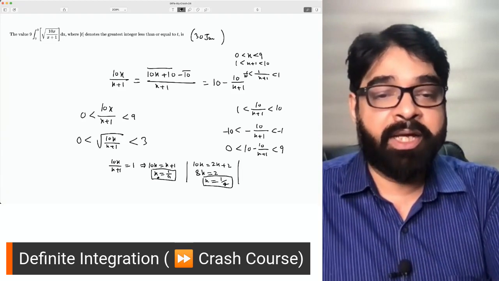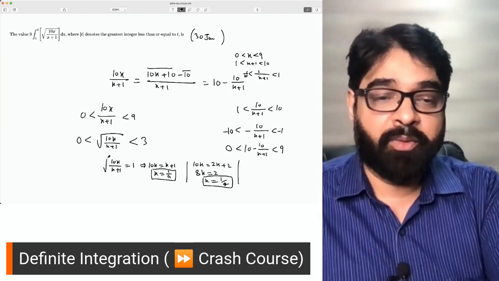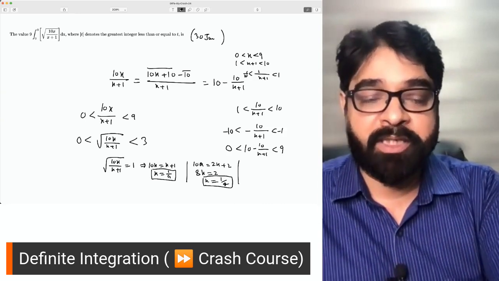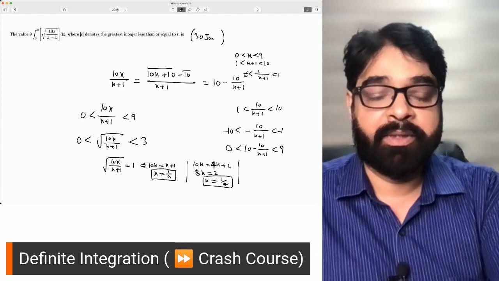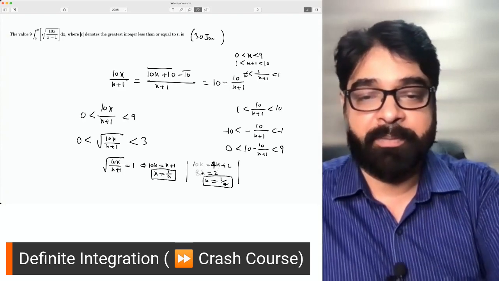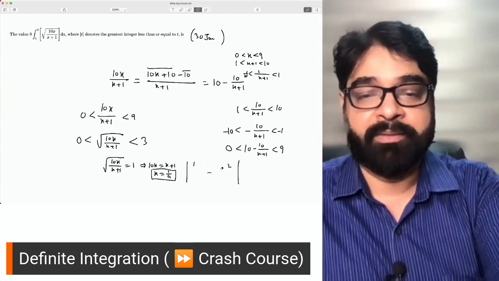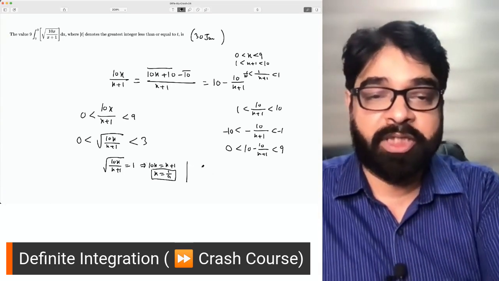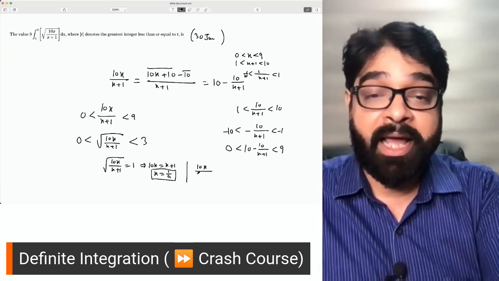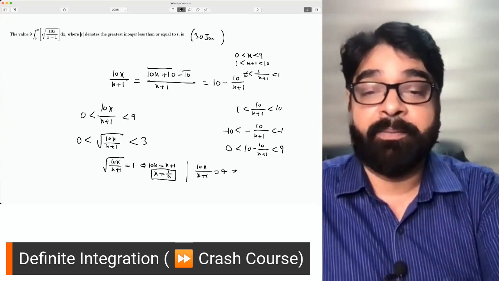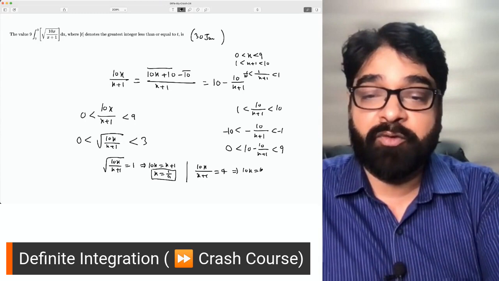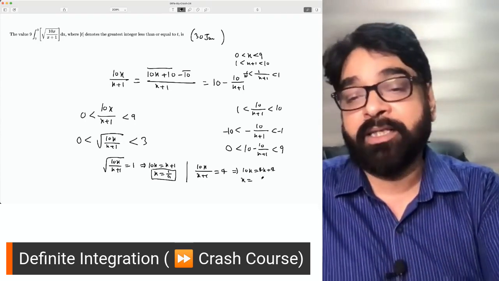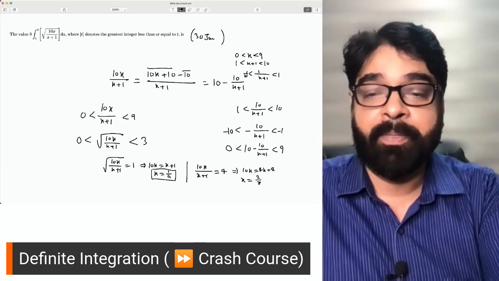Did I make a mistake? Yes, I made a mistake. I'm sorry. The root of this equal to 2 means this equal to 4. I will do it carefully and separately. Wait a moment. I understood. Now this equal to 2. This equal to 2 means 10x by x plus 1 equal to 4. That means 10x equal to 4x plus 4, so x equal to 4 by 6, which is 2 by 3.